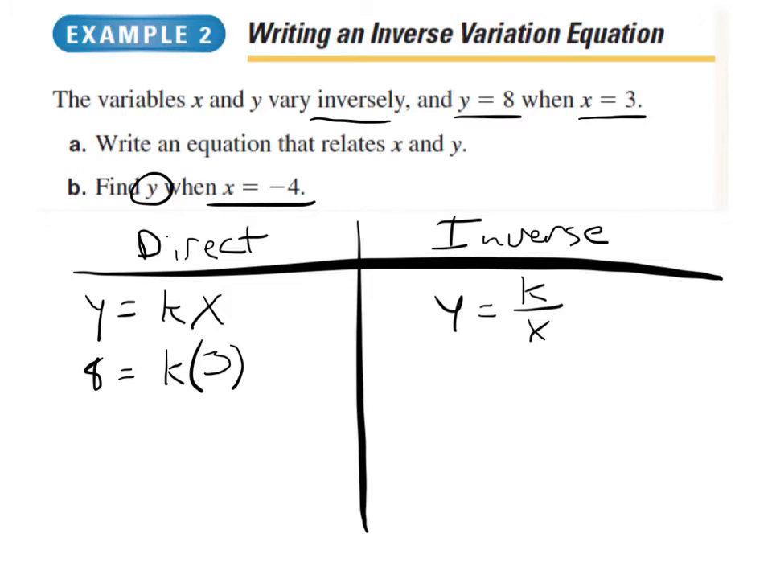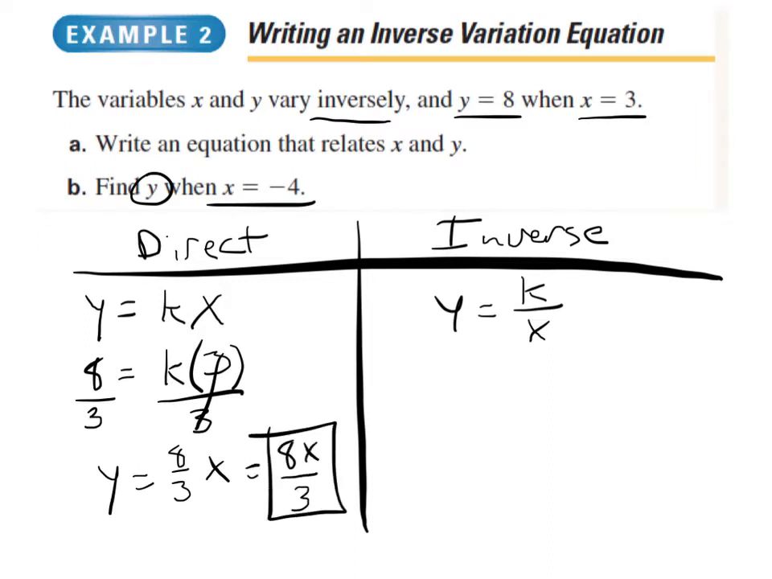So in order to solve for k, I'm going to divide both sides by 3. So then I can write an equation of y equals 8/3 x. Or you could say 8x over 3 if that helps make a little more sense. So that would be direct. If you plug in, say, 2 for x, well, then y gets 8/3 times 2 bigger. And it's going to be a direct variation. As x gets bigger, y will get bigger. And k is kind of the rate, or slope, if you will, of the line.